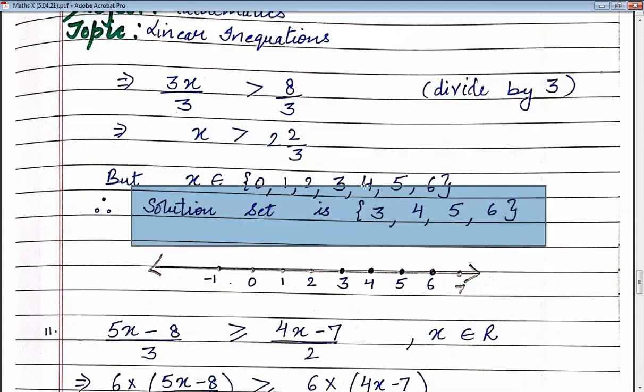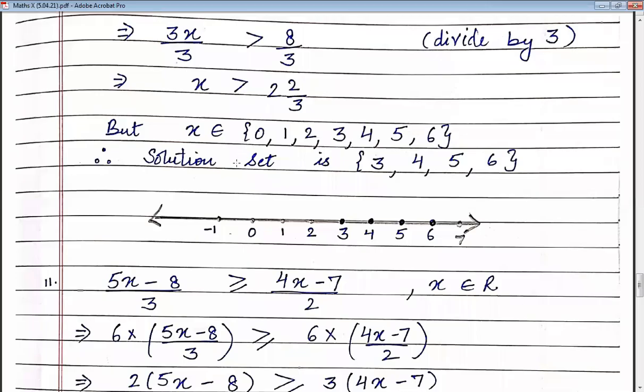So now children, you have to write all the values greater than 2 2/3. Can you tell me which values you are going to write? Greater than 2 2/3, that is 3, 4, 5, and 6. So 3, 4, 5, 6 is the solution of this given linear inequation. Okay, students? Now, children, we have to represent our solution on the number line.